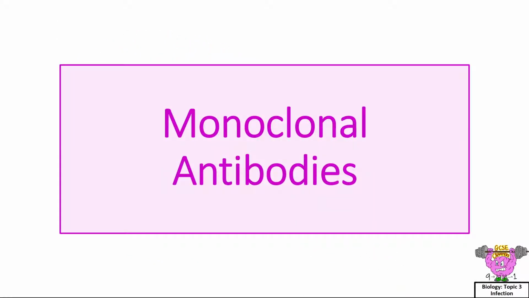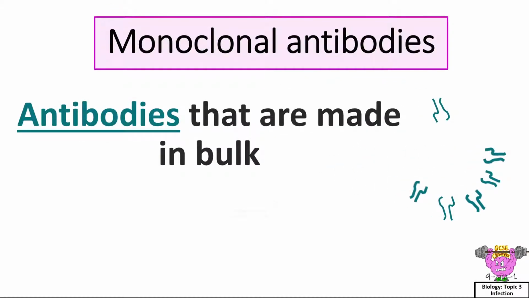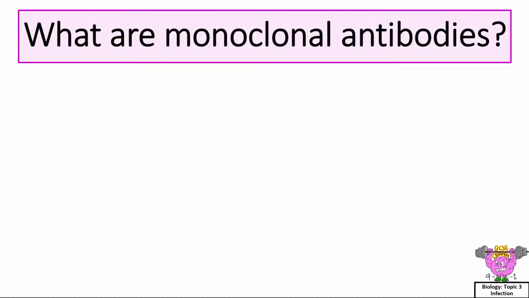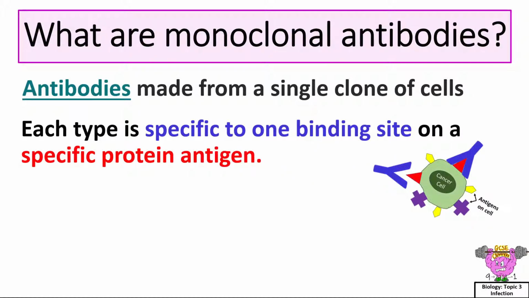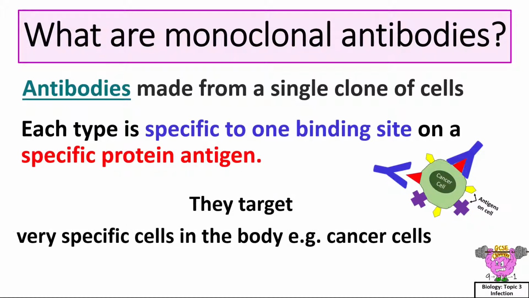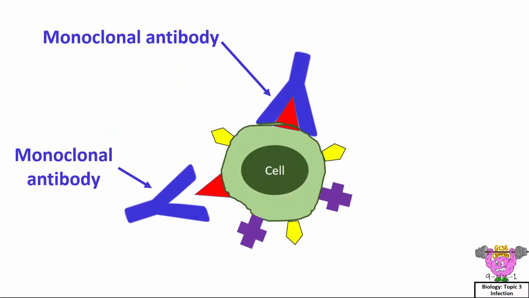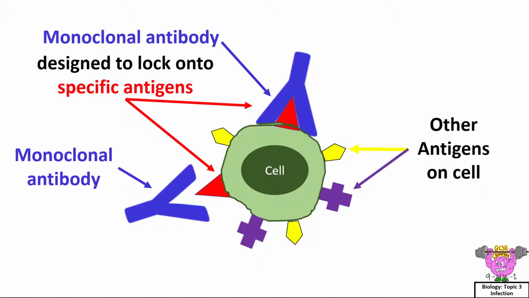Monoclonal antibodies. Monoclonal antibodies are antibodies that are made in bulk to attach and attack specific protein antigens. What are monoclonal antibodies? They're antibodies made from a single clone of cells. Each type is specific to one binding site on a specific protein antigen. They target very specific cells in the body, for example cancer cells, or a specific chemical, for example the pregnancy hormone. Monoclonal antibodies are designed to lock onto specific antigens on a cell and not onto other antigens on a cell.